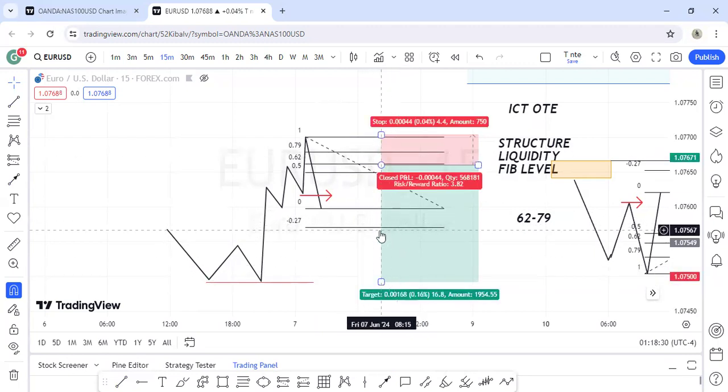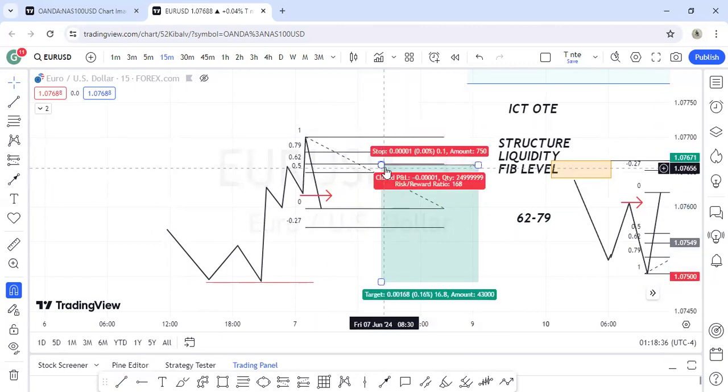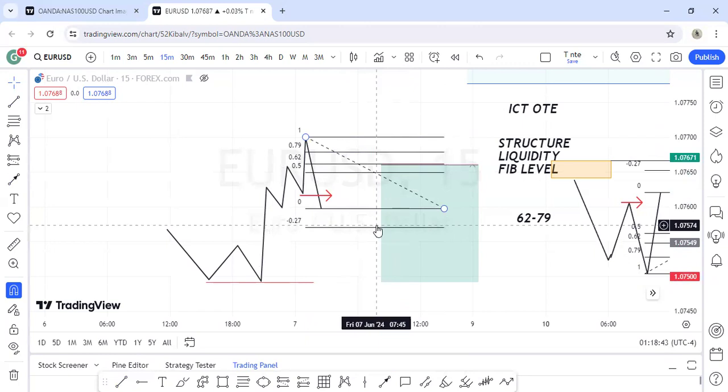Or you can go break even. Once price hits here, you go break even, like you move your stop loss towards your entry. So your stop loss moves to the entry, and then you expect price to come lower. So that's another way. Either you take partials here. There are two ways to protect your positions.